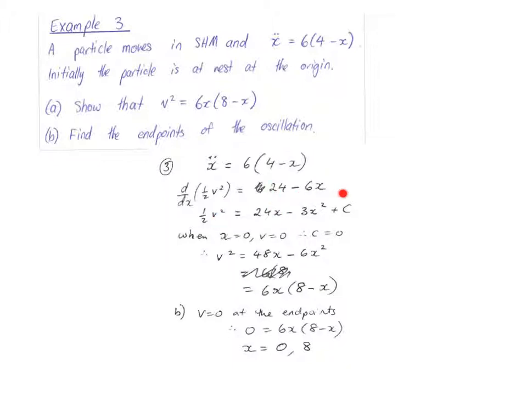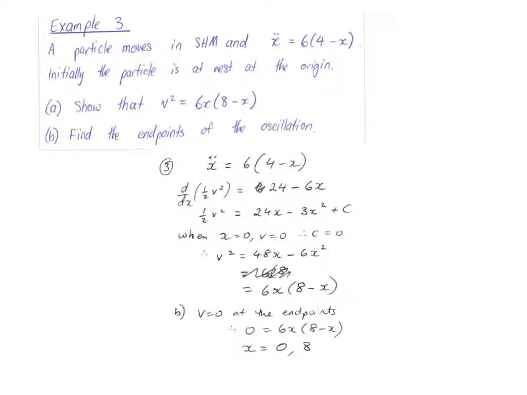So integrating this, we get our constant. Let's find that constant by using this information here. When t equals 0, velocity equals 0, x equals 0. Subbing that in, we get the constant is 0. So then we have an expression for v squared, then multiply everything by 2, factorise out 6x, and you can see that's what we had to show.